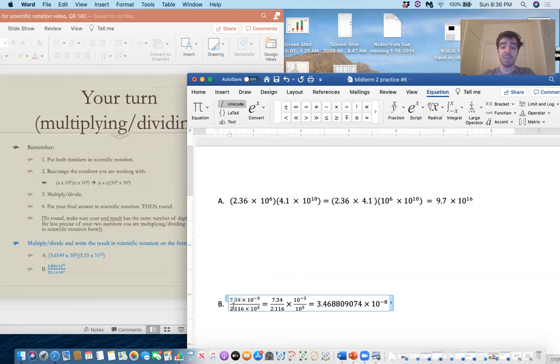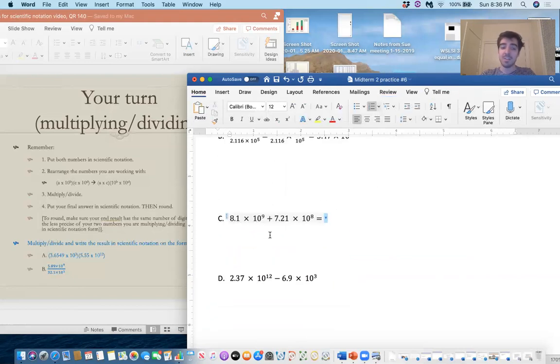7.34 goes out 2 places. 2.116 goes out 3 places after decimal. So we will round to 2 places after the decimal. We will round to 3.47. Okay, and that's our final answer.